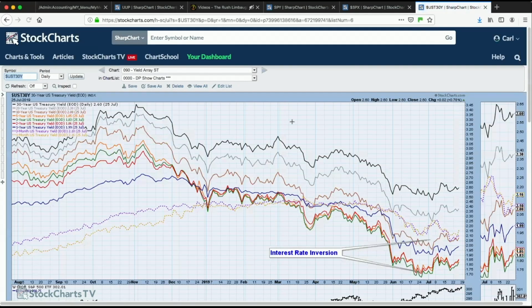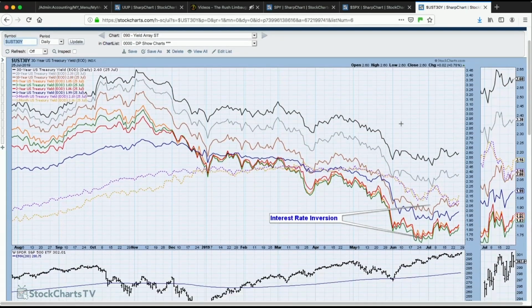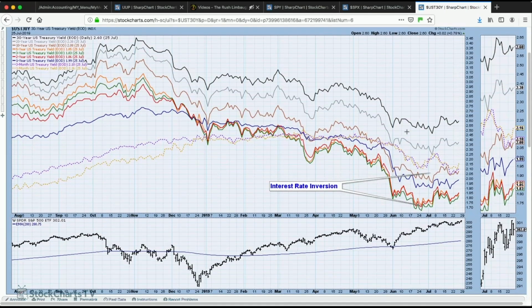Speaking of yield, our yield array chart. We have, okay, the 1 month is still above the 3 month. There's a little bit of jerking around here, but mainly these are all shorter-term Treasuries. What I'm trying to say is that the shorter terms are generally yielding more than the longer terms.